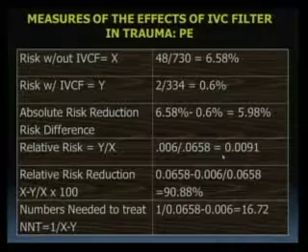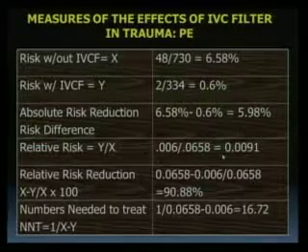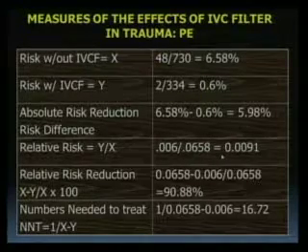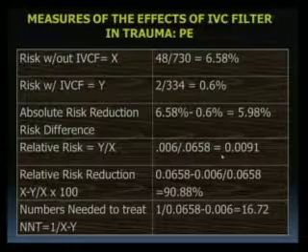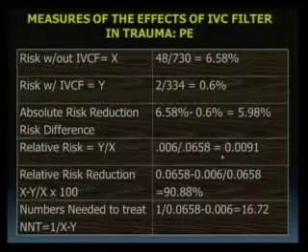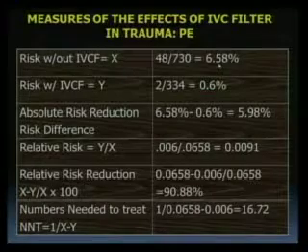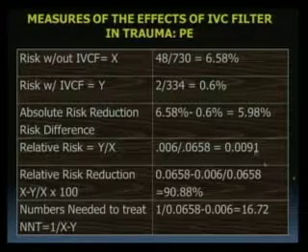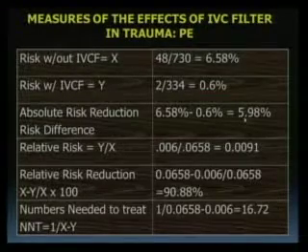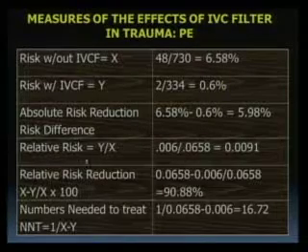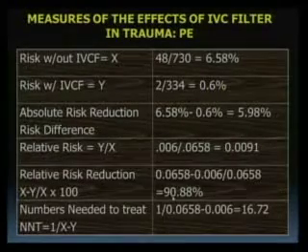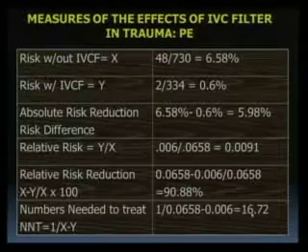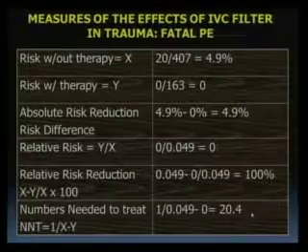So when you look at the measures of outcome again for IVC filter in trauma based on this study, the risk of pulmonary embolism, fatal and non-fatal included, without filters, 6.58%. With filter, it is 0.6%. The absolute risk reduction is 5.98%. It's almost 6%. And the relative risk reduction is very high, 91%. The number needed to treat is 16.72. How about fatal PE?